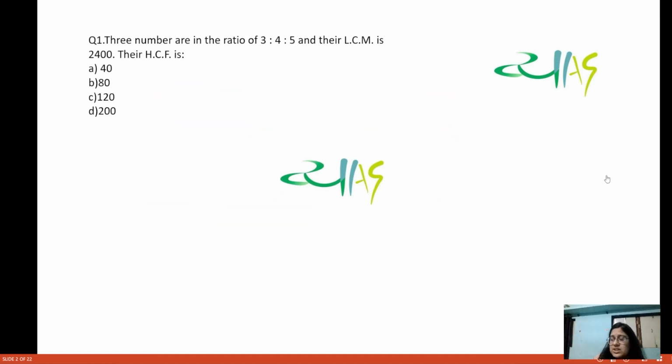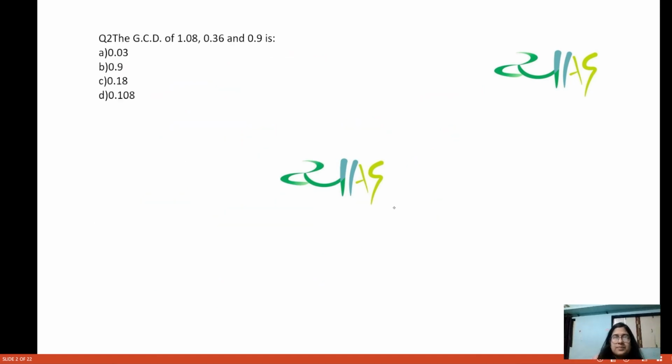This is a simple question, but still it is intuitive in nature, so it needs to be done. Now let us see this question. 1.08, 0.36 and 0.9. You have to find the greatest common divisor of these numbers: 1.08, 0.36 and 0.9. So how do we find the greatest common divisor of these numbers?